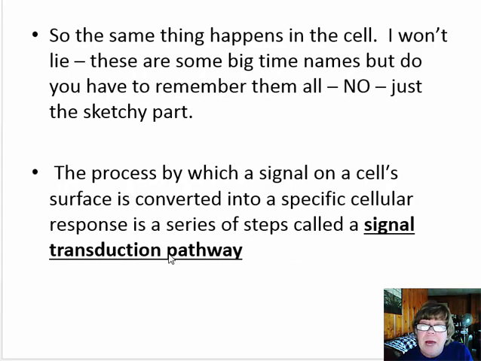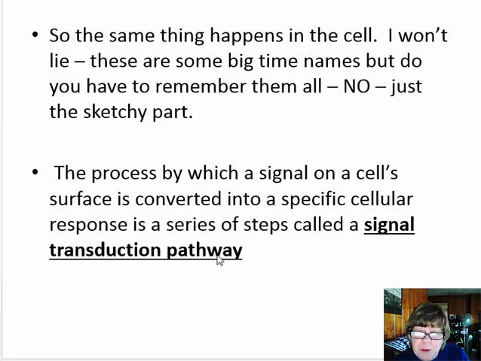Now, the same thing happens in a cell. These are some of the big-time names, gang. Unfortunately, this is one of the enduring standards of AP Biology. I think it's enduring standard number 3. You will need to know these processes. If you can just remember a couple of them, we're okay. You've got to know the general idea.